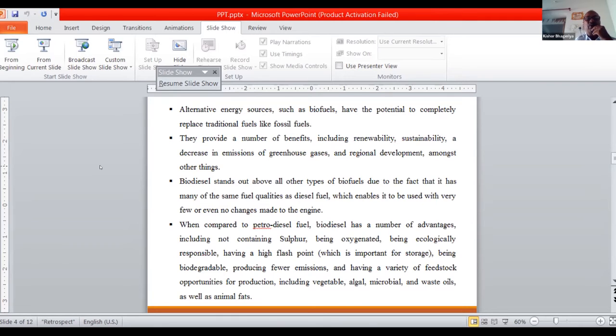When compared to petroleum diesel fuel, biodiesel has a number of advantages, including containing no sulfur, being oxygenated, being ecologically responsible, having a high flash point, which is important from the storage point of view, being biodegradable, producing pure emissions, and having a variety of feedstock opportunities for production, including vegetables, algae, microbial, and waste oil as well as animal fats.